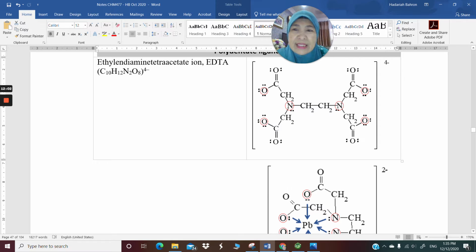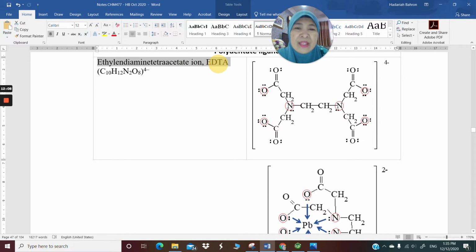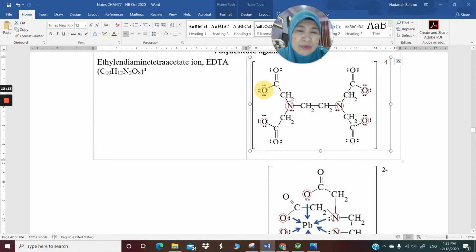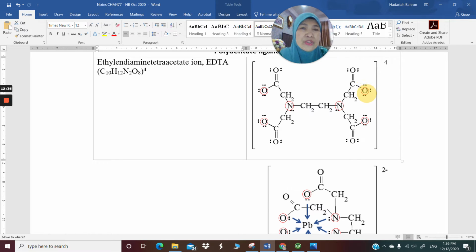So EDTA is ethylenediaminetetraacetate ion. It has a formula like this, and each one of these oxygens, the ones that I have made a circle around, were originally OH. So actually it's ethylenediaminetetraacetic acid molecule, but they lost the OH, lost the proton.